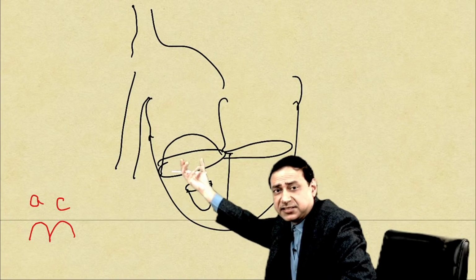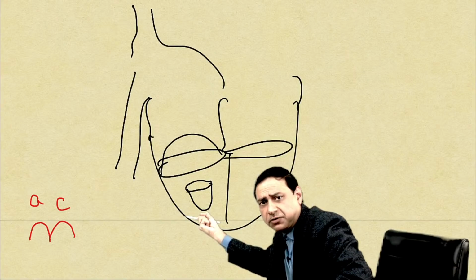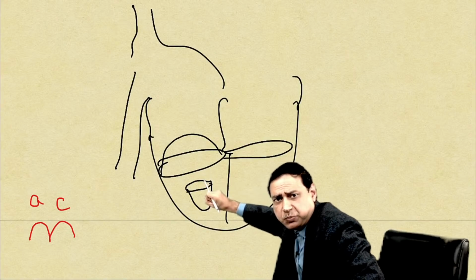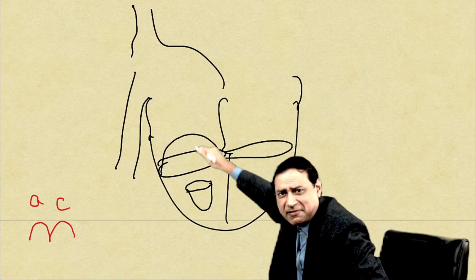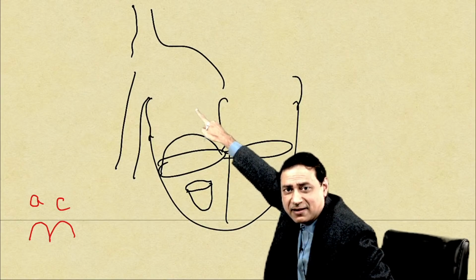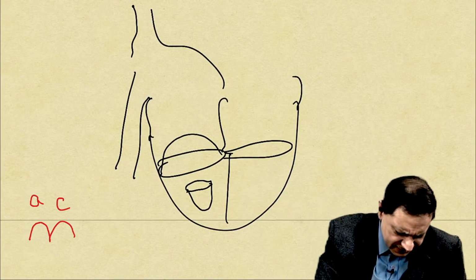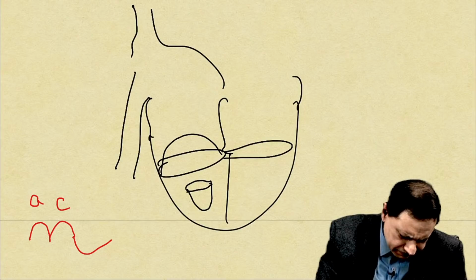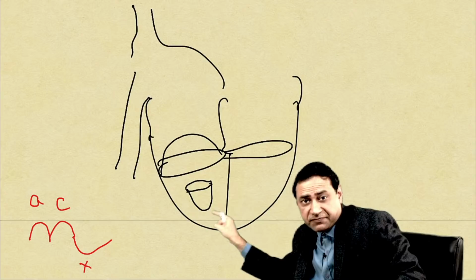When the blood is ejected out, this tricuspid ring goes down. This becomes small. When this becomes small, the pressure here falls. This is X descent. Tricuspid ring pulled down during ventricular ejection.